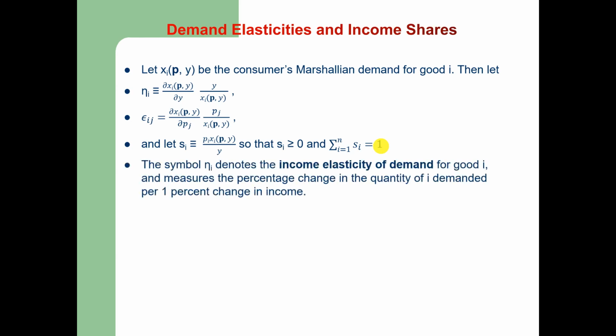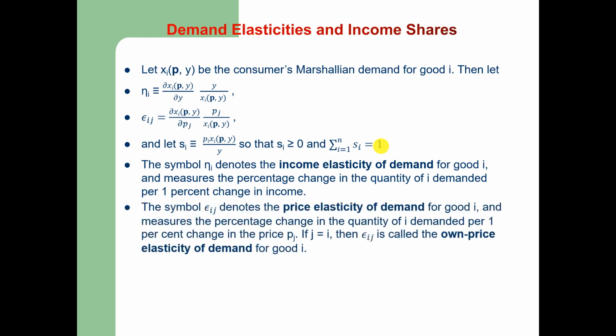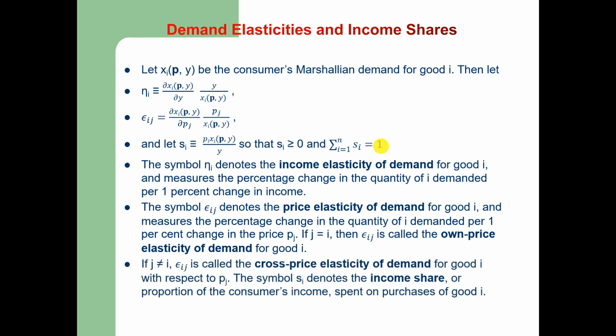So the symbol eta_i denotes the income elasticity of demand for good i, and it measures the percentage change in the quantity of i demanded per 1% change in income. Similarly, the symbol epsilon_ij denotes the price elasticity of demand for good i and measures the percentage change in the quantity of i demanded per 1% change in the price of the jth commodity. If j is equal to i, then epsilon_ij is called the own price elasticity of demand for good i. If j is not equal to i, then these are called the cross price elasticities of demand for good i with respect to the price of the jth good.